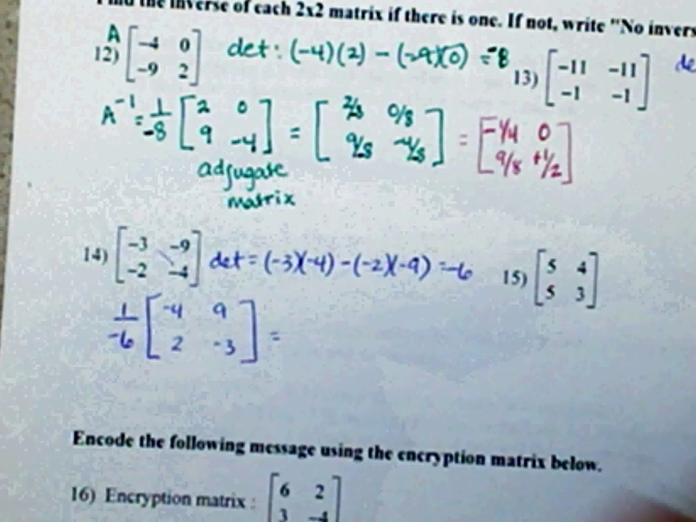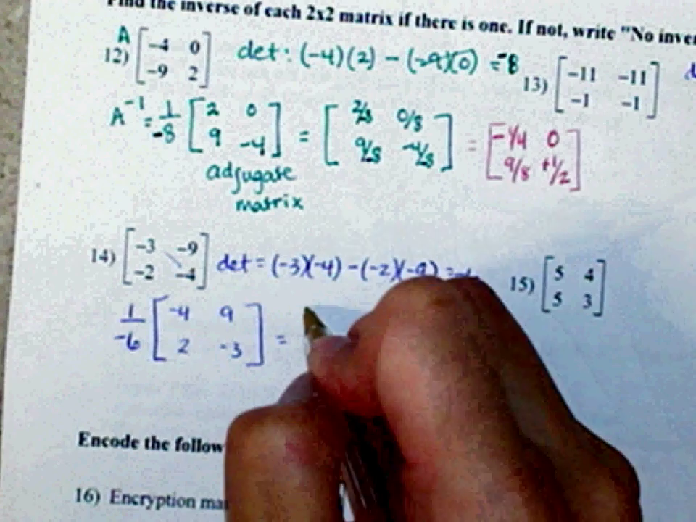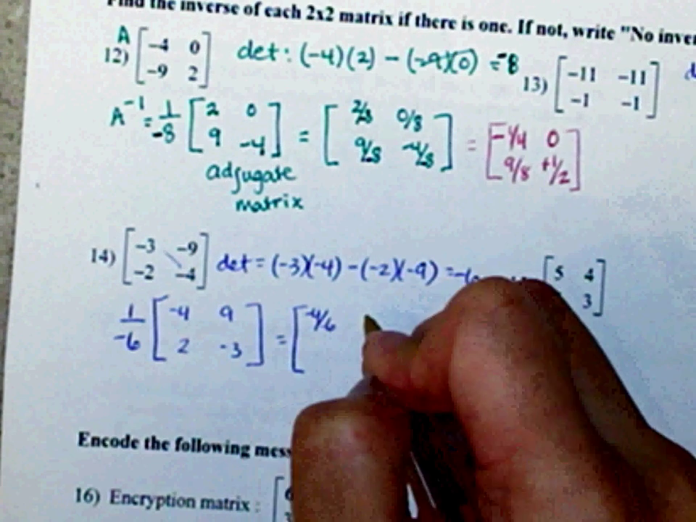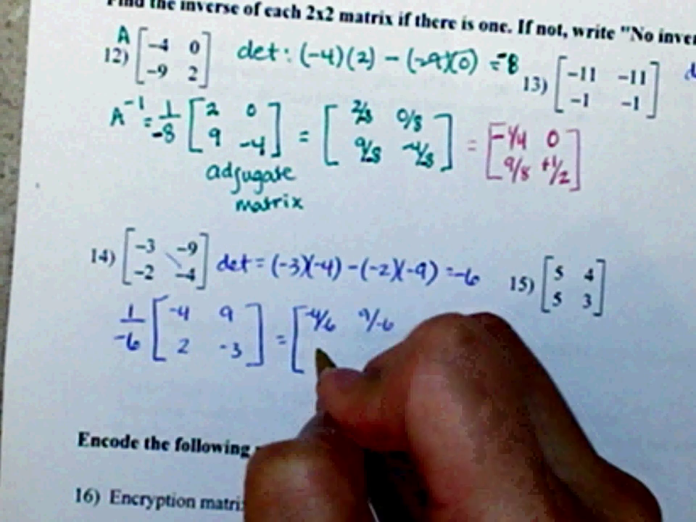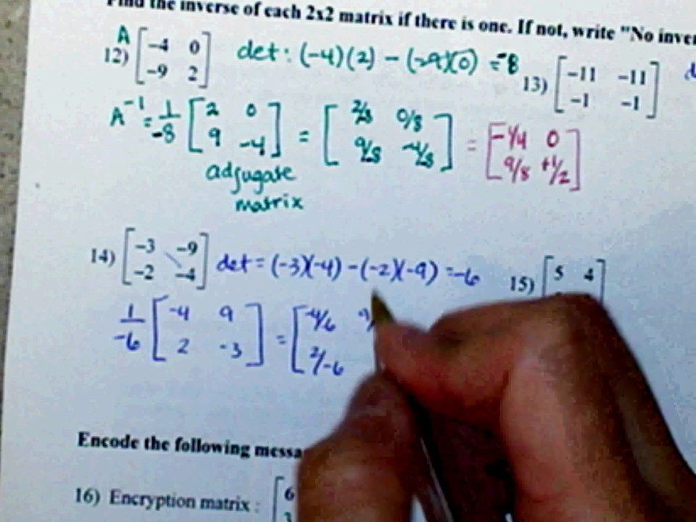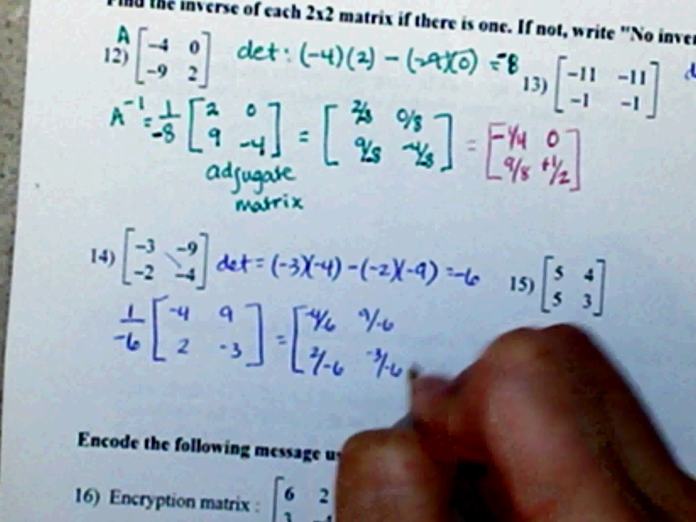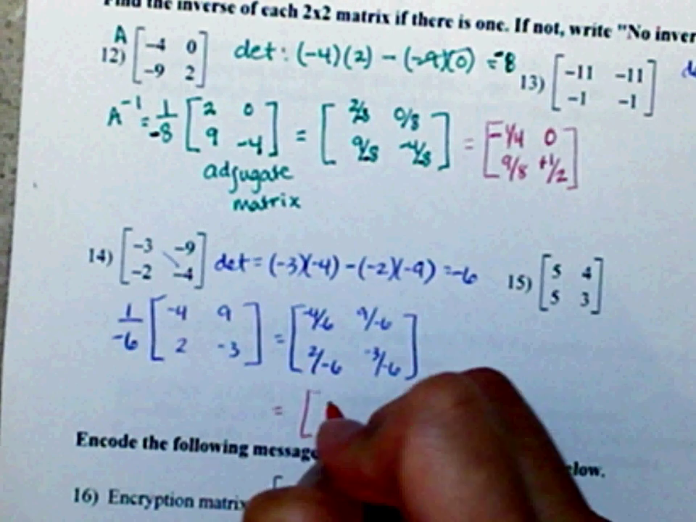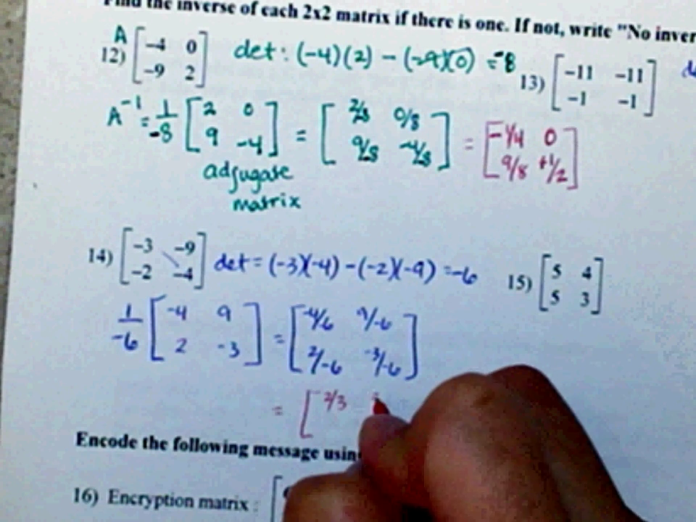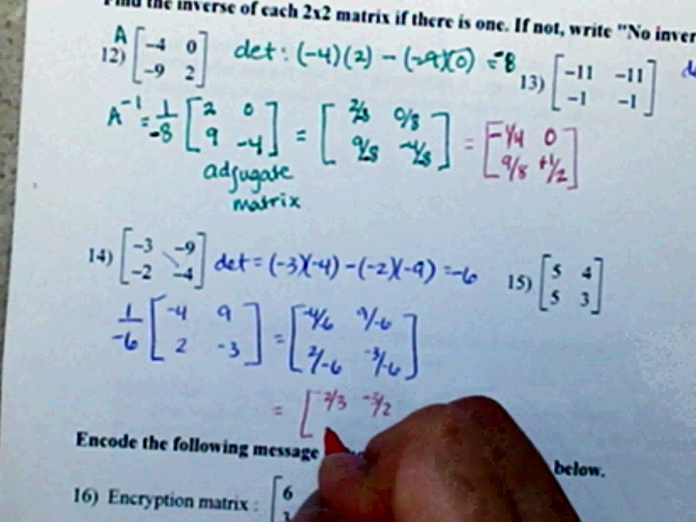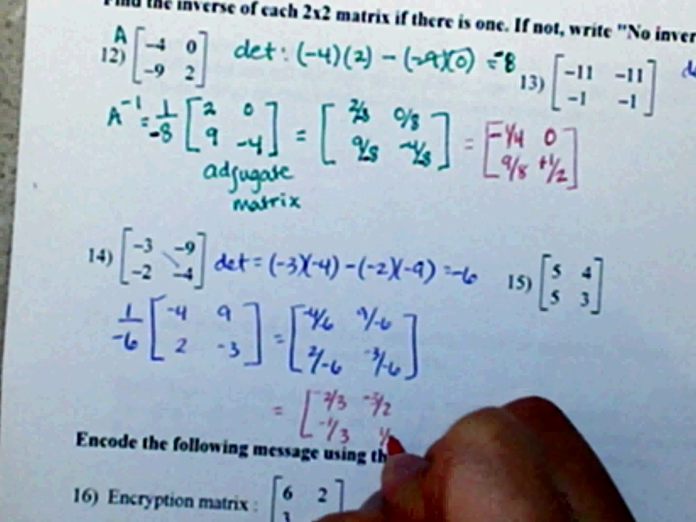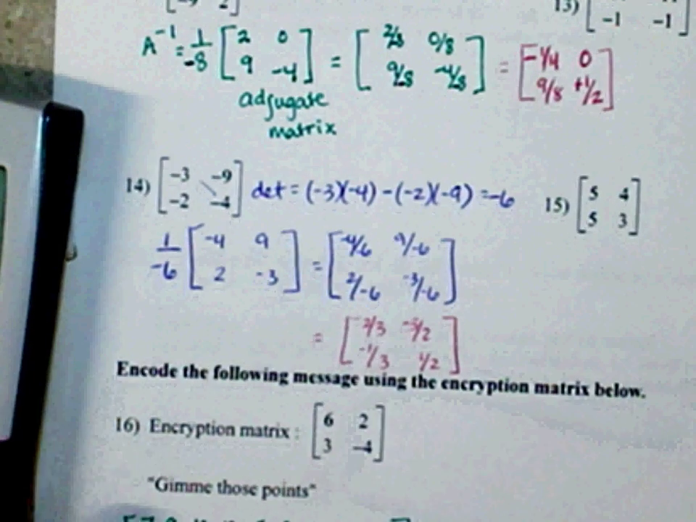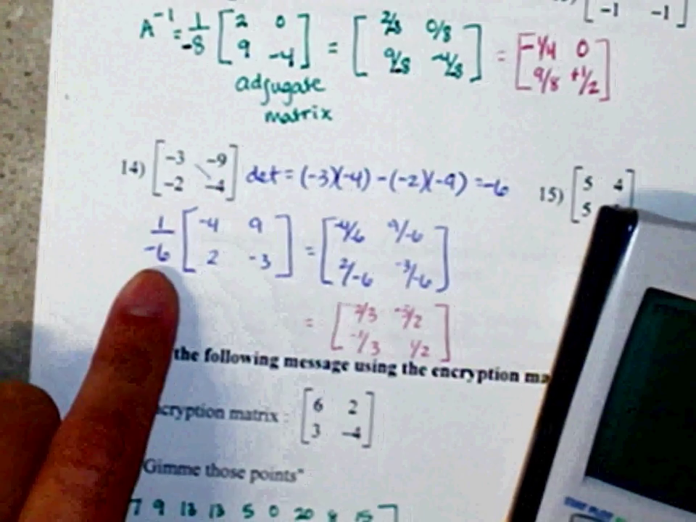And there you have it. Okay? So here's your math. Negative 4 over 6, negative 6, 9 over negative 6, 2 over negative 6, negative 3 over negative 6. So your inverse comes out to be 2/3, negative 3 over 2, negative 1/3, and 1/2. Okay? Use your calculator to check your answers. But I will be checking for this and this. Just keep that in mind.